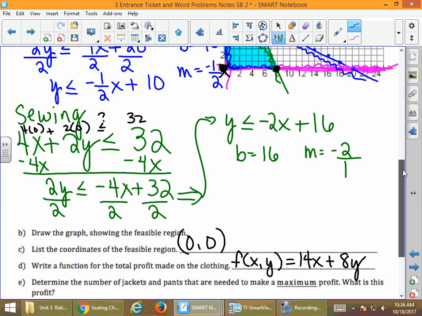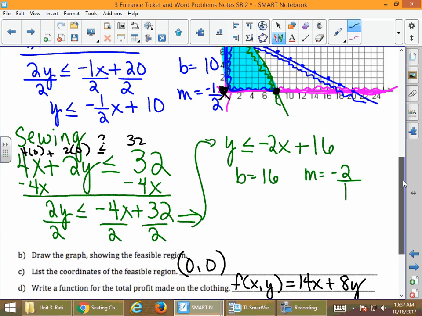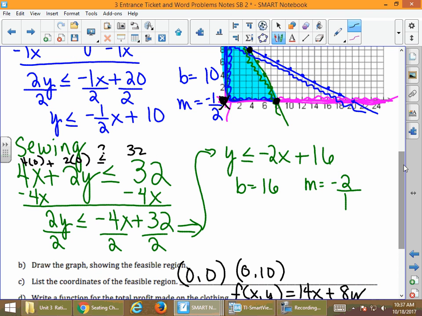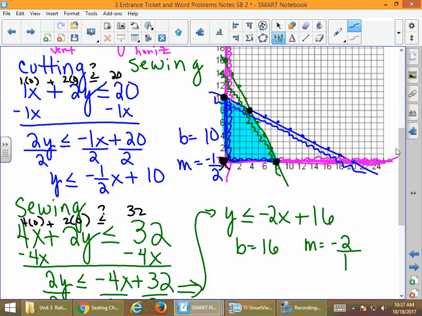That was the first one that I filled in. We can go over 0 up 10. So 0, 10. We can go to the right 8 up 0. And then our last one is over 4 up 8.